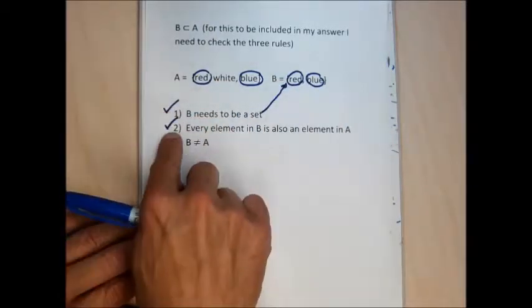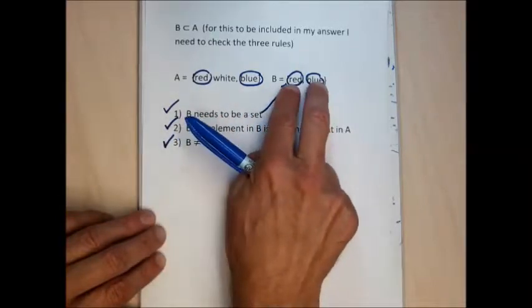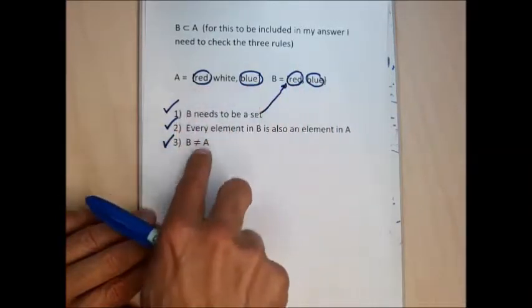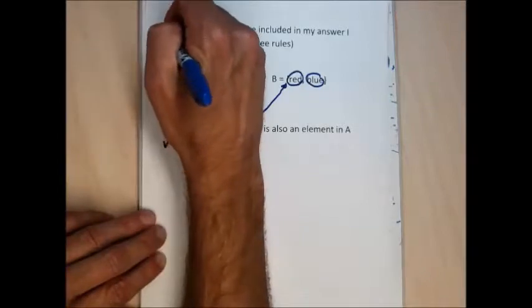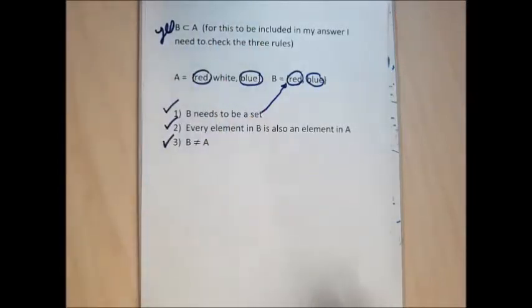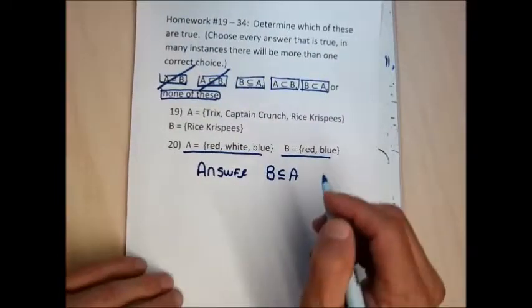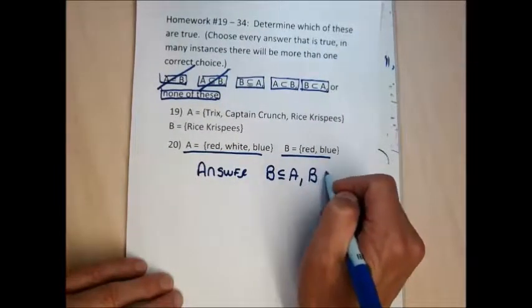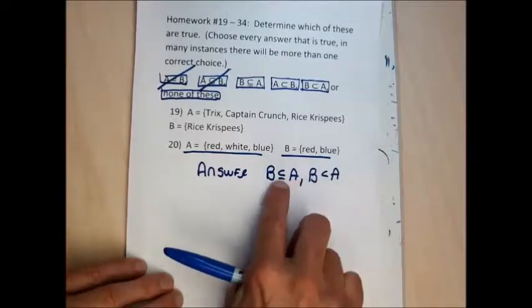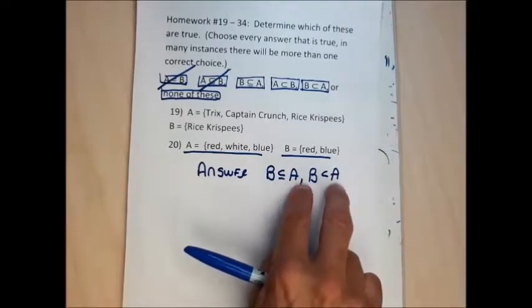So all three criteria are met: B is a set, the two elements of B are contained in A, and B doesn't equal A. So this needs to be part of my answer. And that's the last thing that I needed to check for. So I'm going to finish up my answer for question 20. My answer is going to be B is a subset of A and B is a proper subset of A.